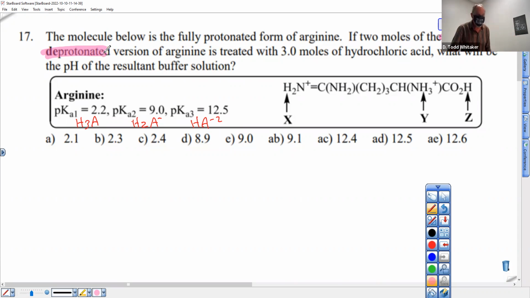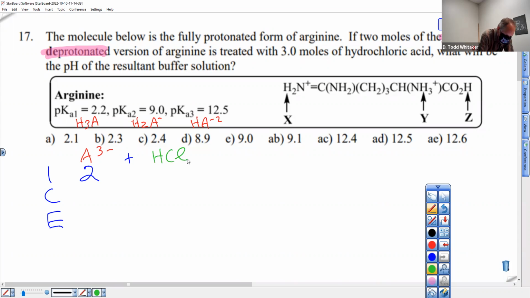So give me the generic for the fully deprotonated species, because that's where you're starting in ICE number 1. Just don't start it with an H, please. Somebody started A and they said 3 minus. I love it. How much of that? 2 moles. This is moles. What's it reacting with? HCl. Yeah, there's no spectator there. But there will be a spectator at the end.